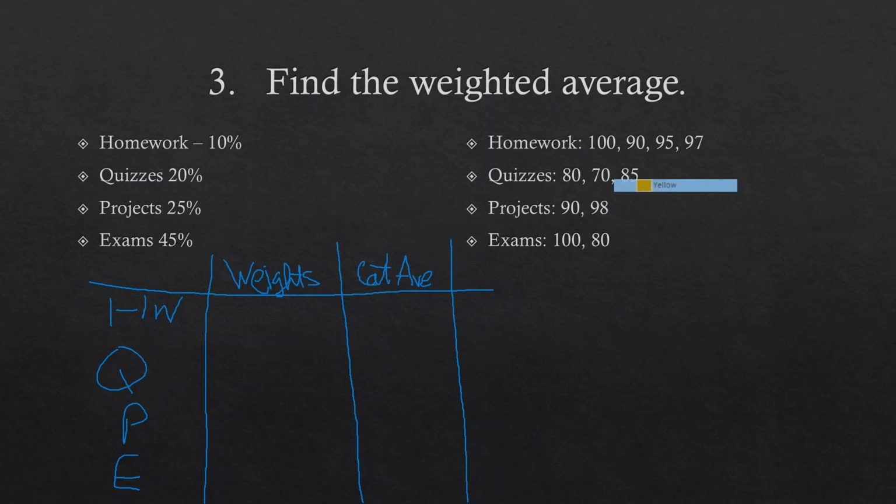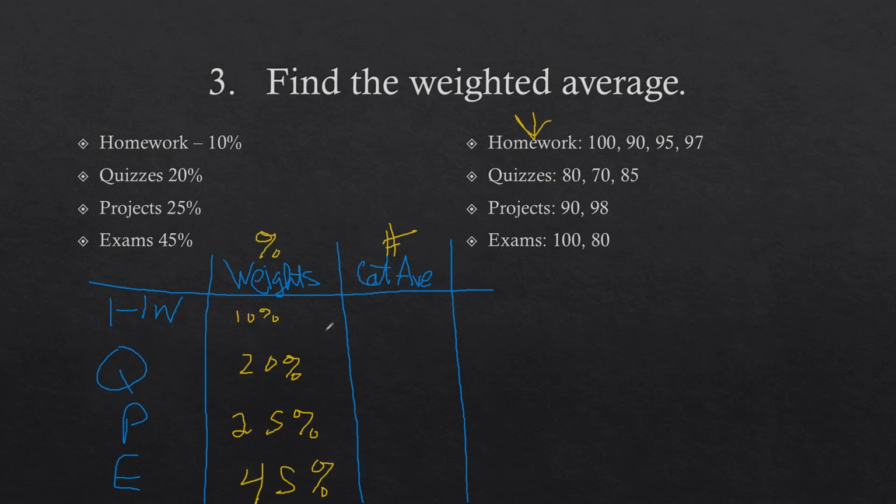Okay, so first things first, we have the weights. So my homework weight is 10%. And the weights are always percents. The category averages are always numbers. Always. Even if they had given you all of these scores over here as percents, your category average is a number. That's important to remember. So this is a number.